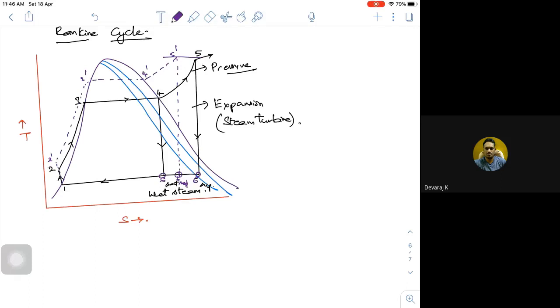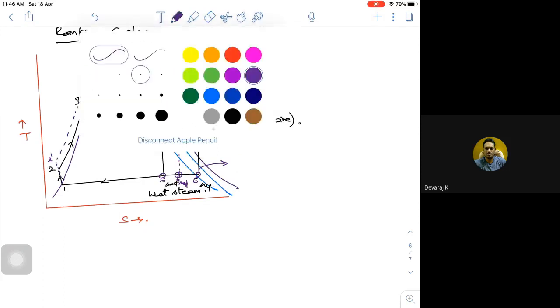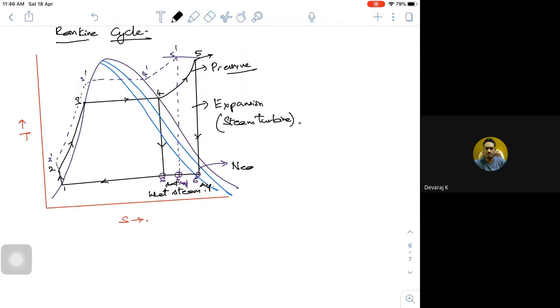So this has to be optimized, and I have to ensure that at the end of the expansion the steam is near dry. That means my dryness fraction should be around 0.95 or 0.96 or whatever it may be. It should be more than 90% dry. Otherwise, your steam turbine blades will suffer a huge impact and may get corroded.